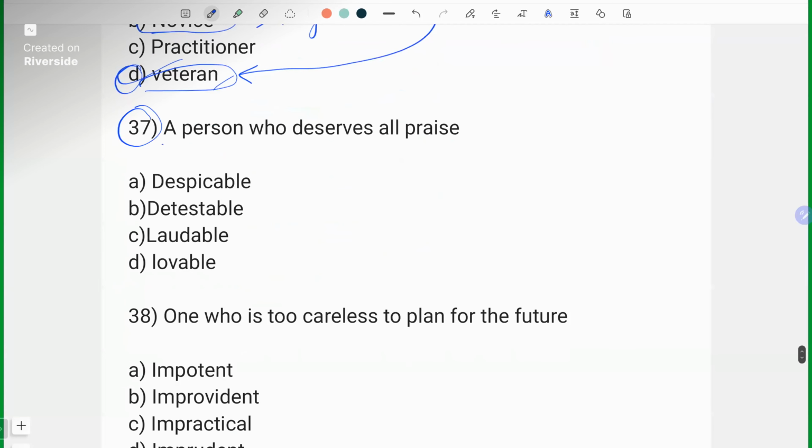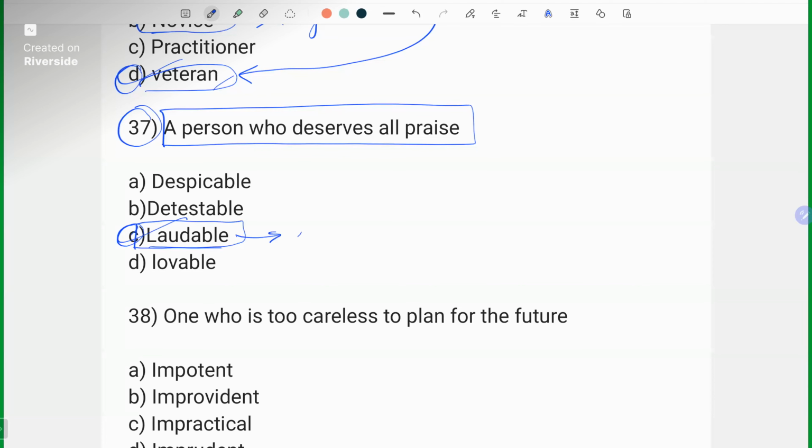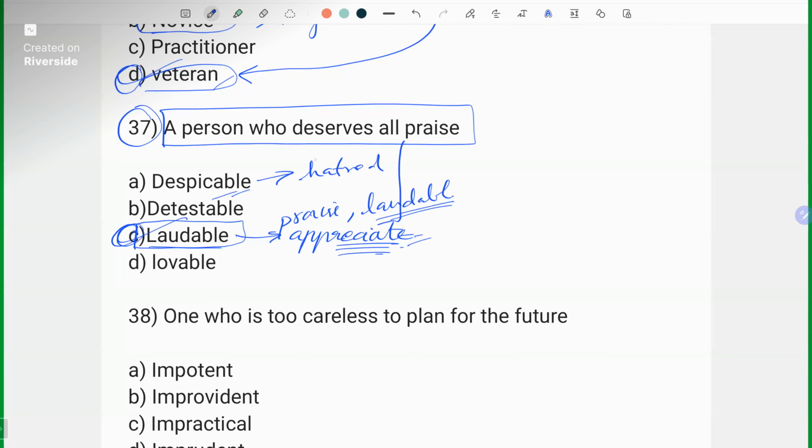Question 37. A person who deserves all praise. What is the answer? See, laudable. Laudable means appreciating, praising, to praise, laud. Similar meaning. Okay, he is the answer. Despicable means hatred. Some act is despicable means it deserves hatred, something revolting. Detestable also means the same.